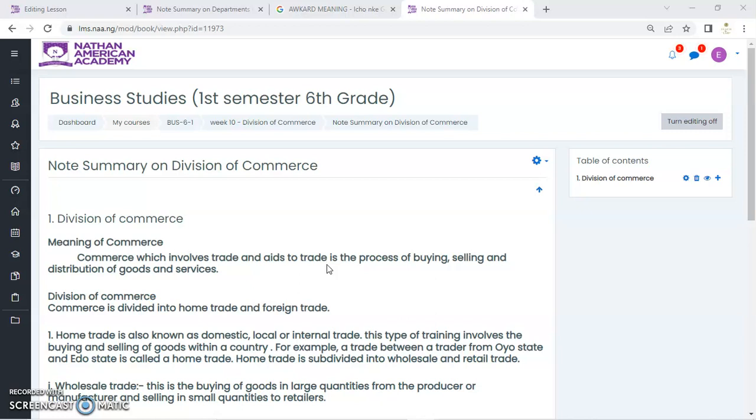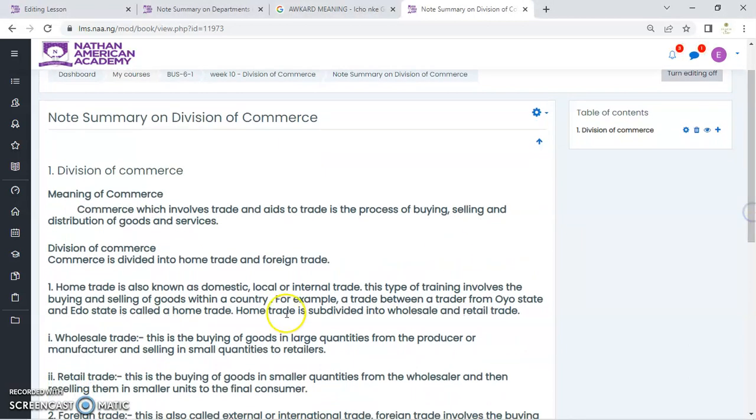Division here means the parts or types of trade. Now, trade takes two forms, and that is home trade and foreign trade. When we say home trade, we are talking about the buying and selling that takes place within a country. Home trade is also known as domestic, local, or internal trade because it is a type of trade involving the buying and selling of goods and services within the country.